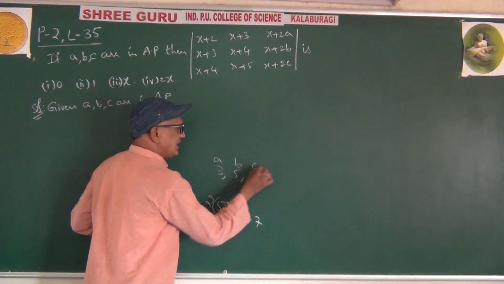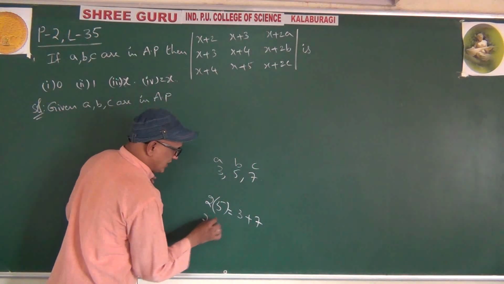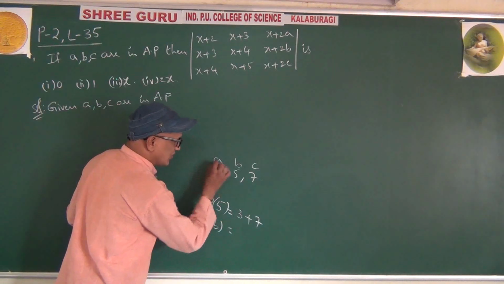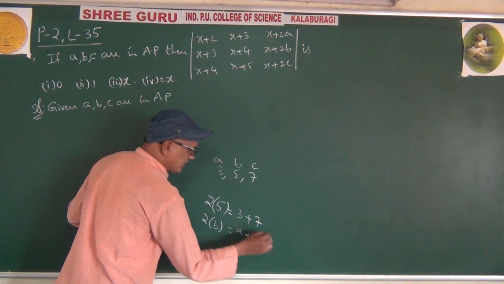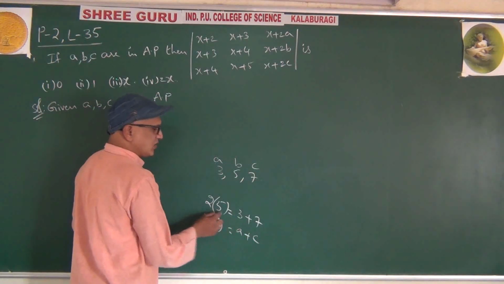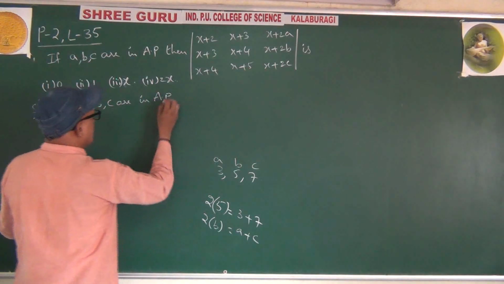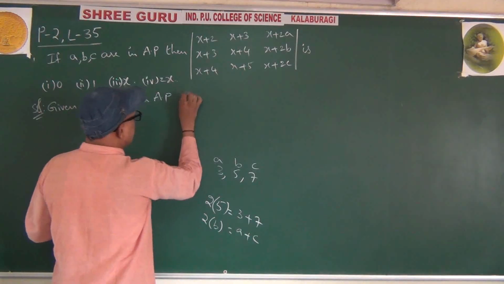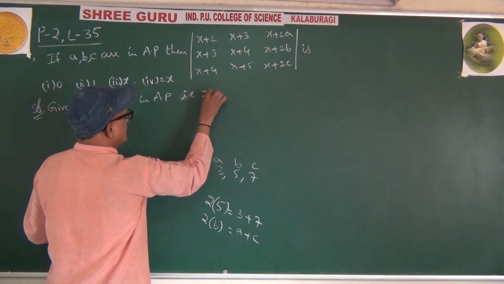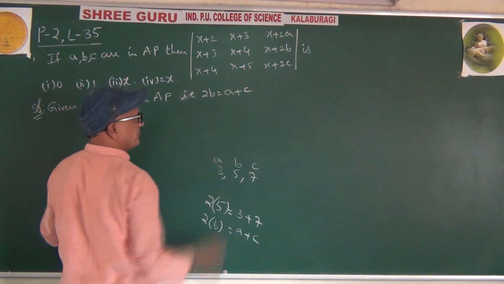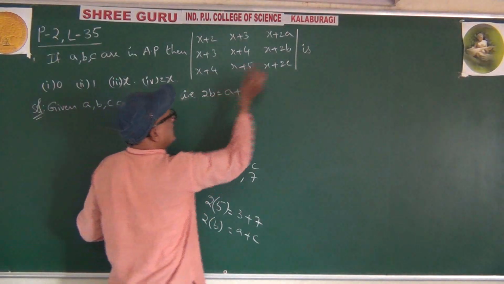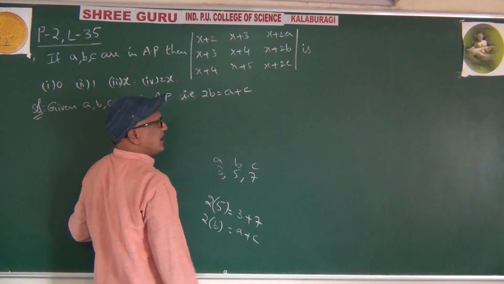A, B, C are in AP. 2 times the middle number equals the first number plus the last number. 7 plus 3 is 10, and 2 times 5 is 10, right? So we can write, given A, B, C are in AP, that 2B equals A plus C. If you find 2B anywhere, in that place you can write A plus C.